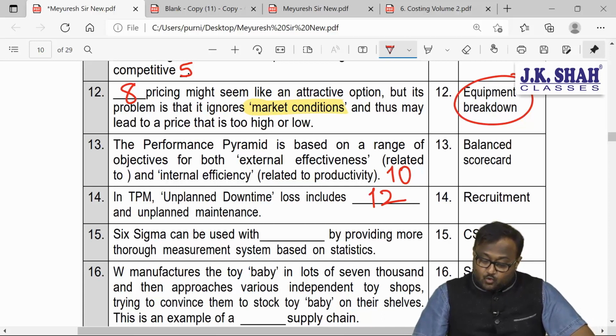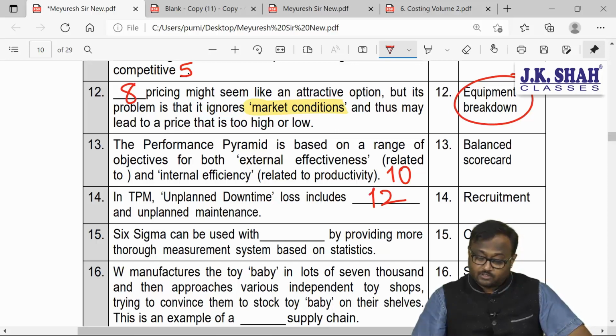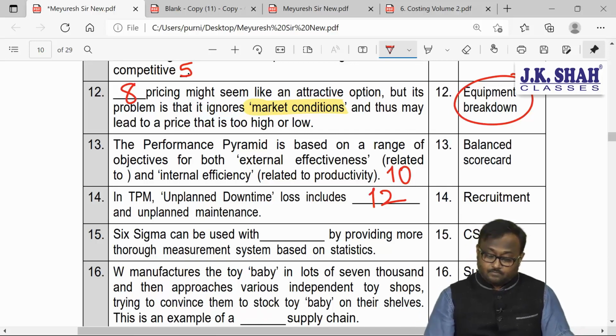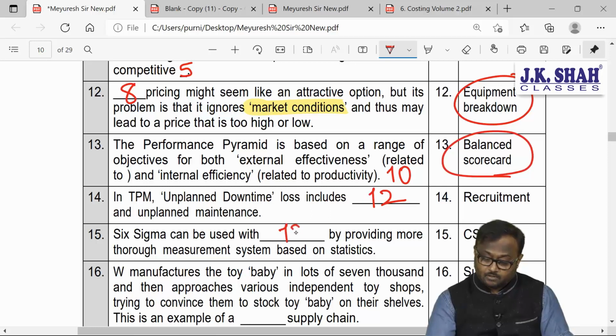Six Sigma can be used with dash by providing more thorough measurement system based on statistics. Thorough measurement system can be taken as balanced scorecard, because in case of balanced scorecard you evaluate all aspects, social, economic. I hope you are understanding this, plus learning of employees, so you have overall information.